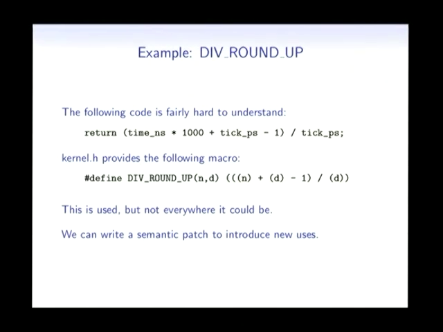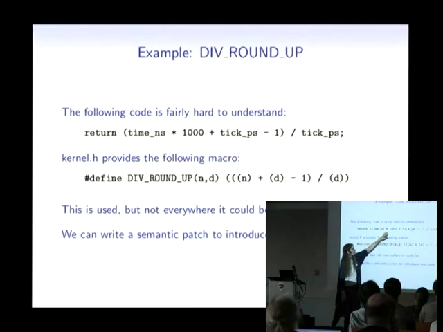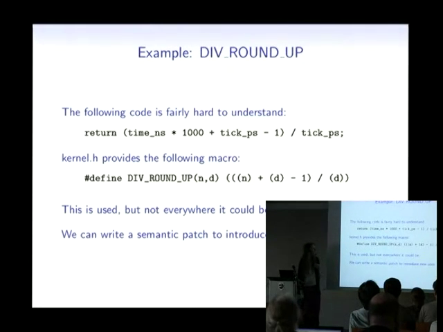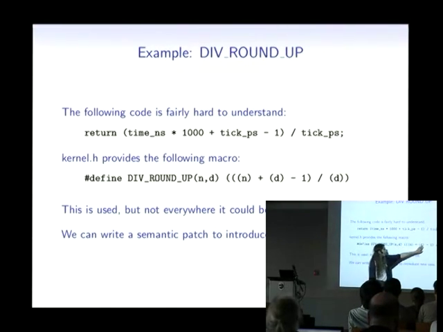This is a place where we ought to be using this macro, div round up. Maybe the English words are sort of intuitive, but this computation here is not at all obvious. It's got a bunch of operators, a bunch of parentheses and commas and so on. So the macro is defined this way.